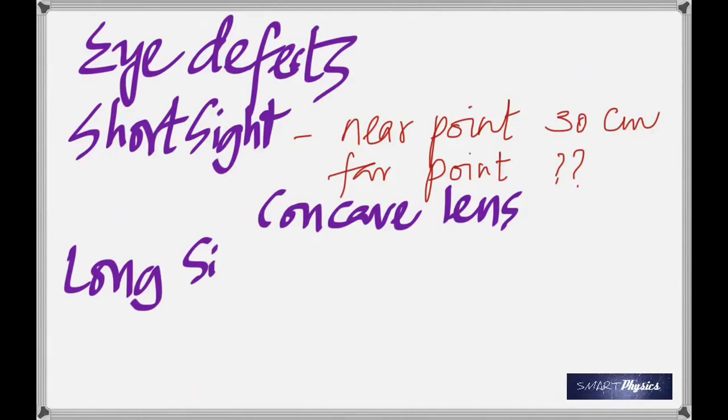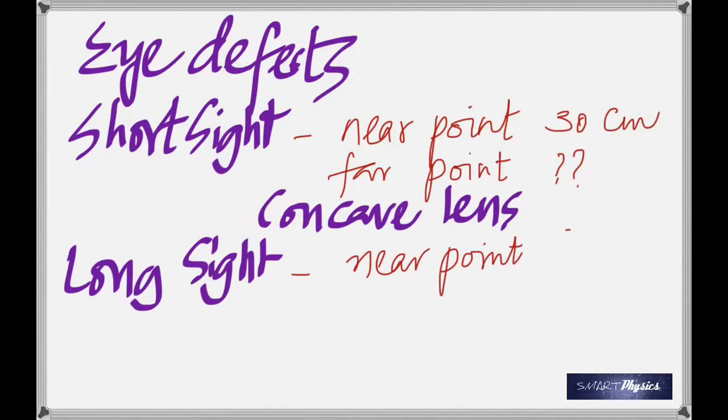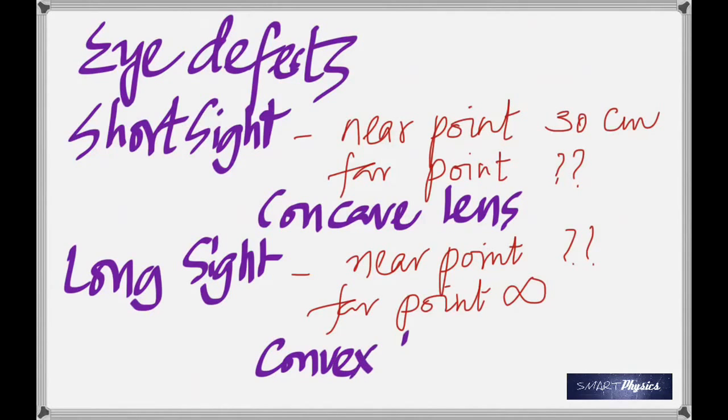In long sight, the far point is okay, it is at infinity, but the near point is shifted further away. So the near point may be 70 centimeters, but the far point is infinity. It's corrected using a convex lens. So the lens has to produce, when the object is kept at the actual near point, which is supposed to be like 30 centimeters, the convex lens should take it and produce its image at 70 centimeters.